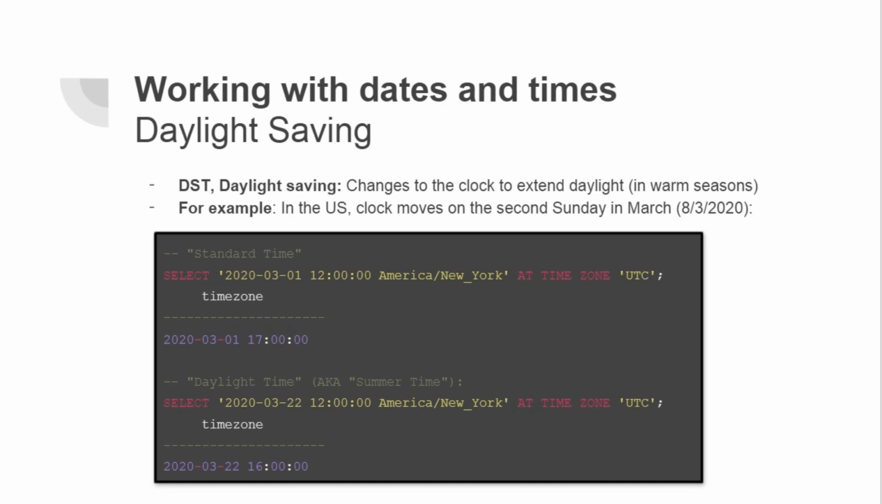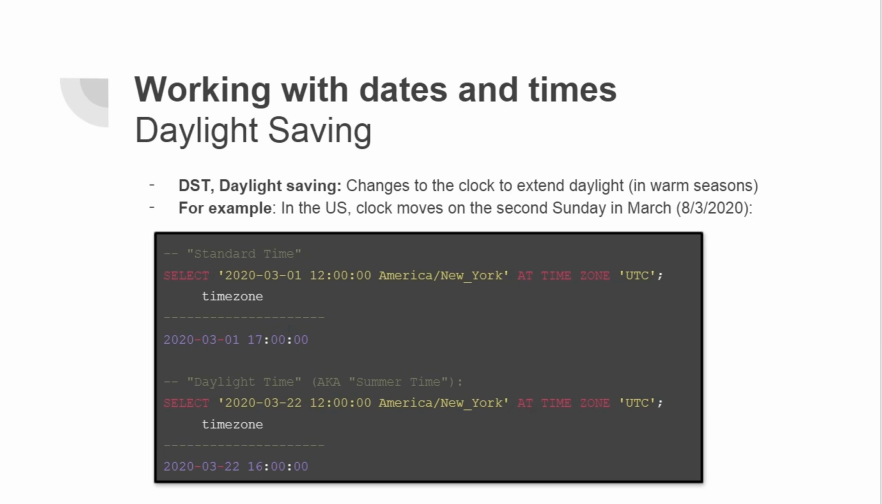So the next thing we need to keep in mind when we talk about dates and times is daylight savings. Daylight savings is a mechanism to extend the number of daylight hours during the day. So daylight savings is depending on the country. For example, in the US, they move the clock 1 hour forward or backwards. I don't remember which is it, in the second Sunday in March. So this year it was in the 8th of March, which was 2 weeks ago.